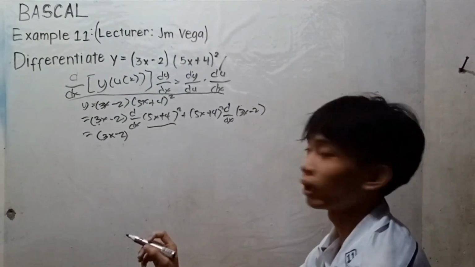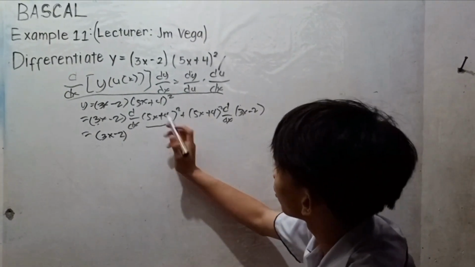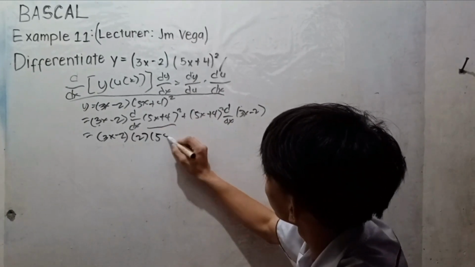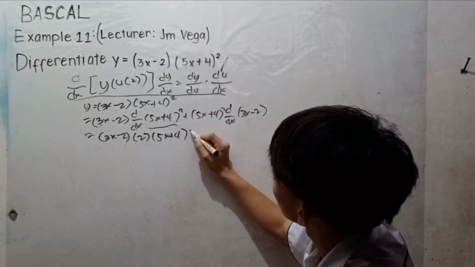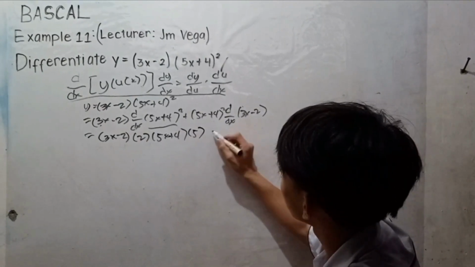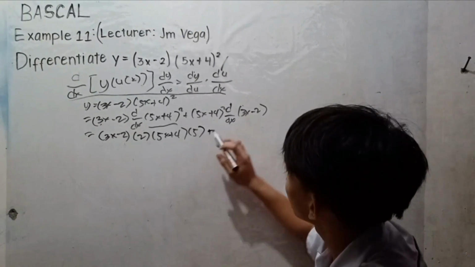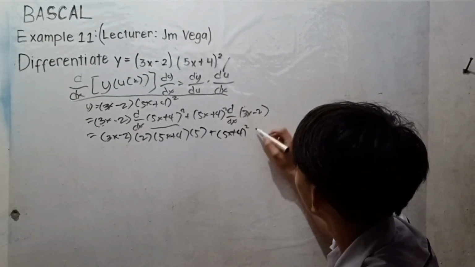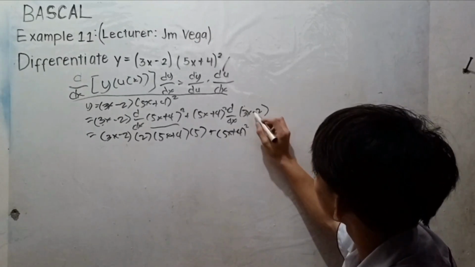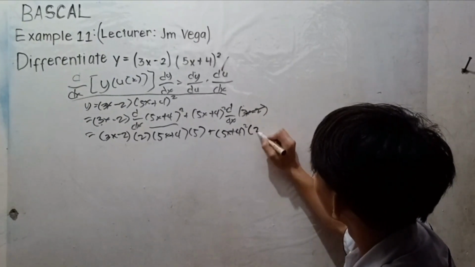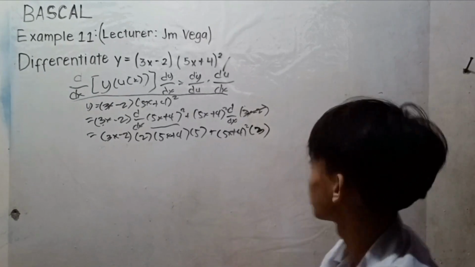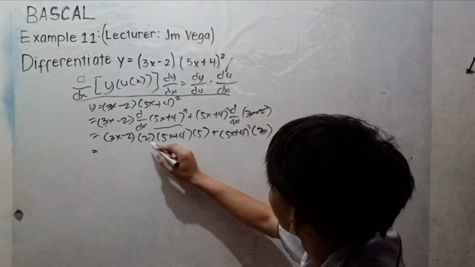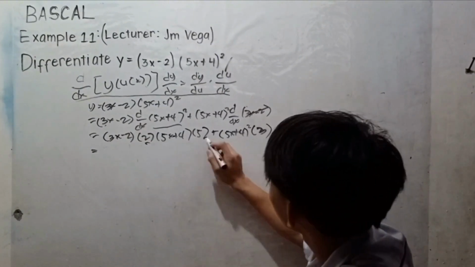In this case, we can apply the chain rule. So the derivative of (5x plus 4) squared is 2 times (5x plus 4) and 5. That's it. And after that, just rewrite it again: (5x plus 4) squared and the derivative of 3x minus 2, which is 3. We'll just simply multiply the whole numbers. So 5 times 2 is 10.